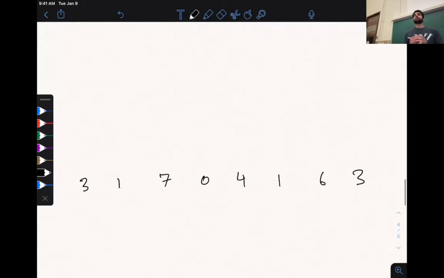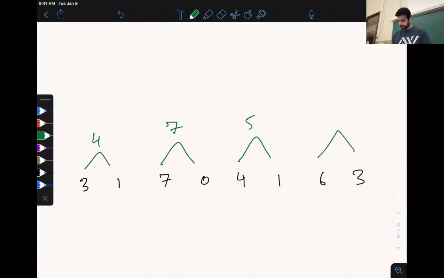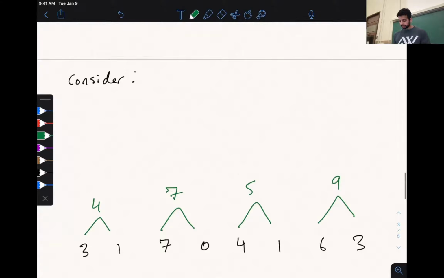So the first thing I'm going to do is sum all of the pairs in the sequence in a non-overlapping fashion. So I will have 4, 7, 5, and 9. And now I'm going to do another layer of this tree. So I get 11 and 14. And then I'm going to sum all of them to get 25.